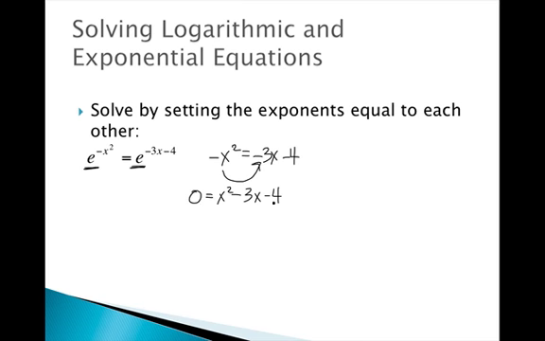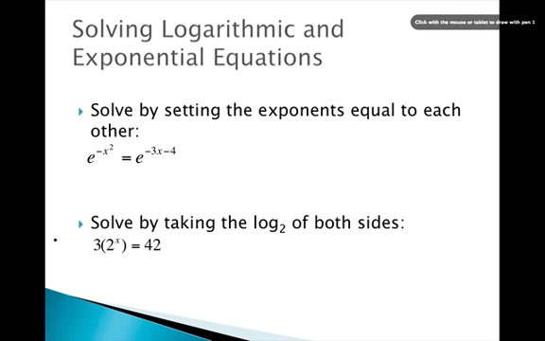Now we're going to factor our polynomial, our quadratic equation that we've got. So we have 0 equals x minus 4 times x plus 1. We can see from our algebra that x can equal either 4 or negative 1 for our above equation to be a true statement.